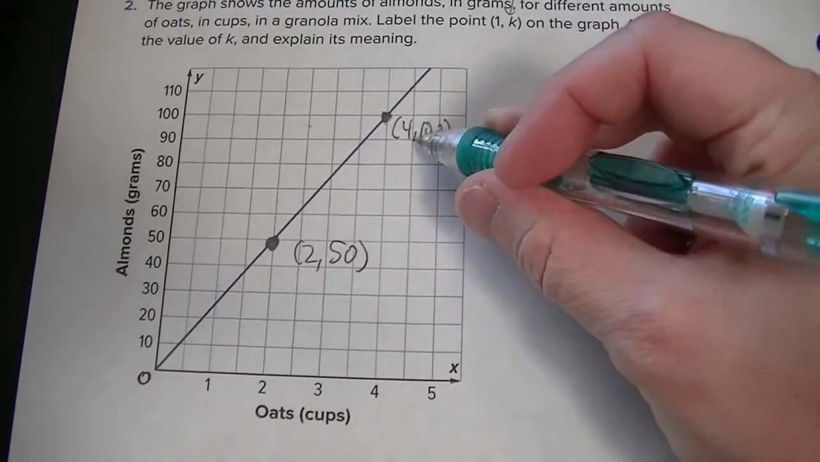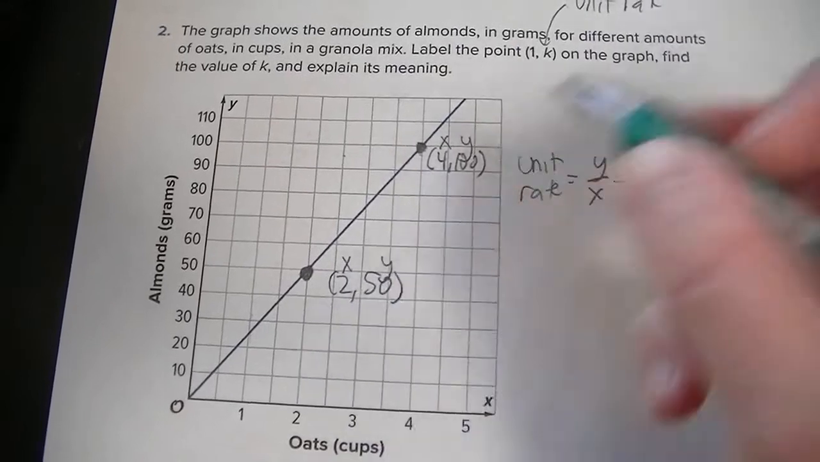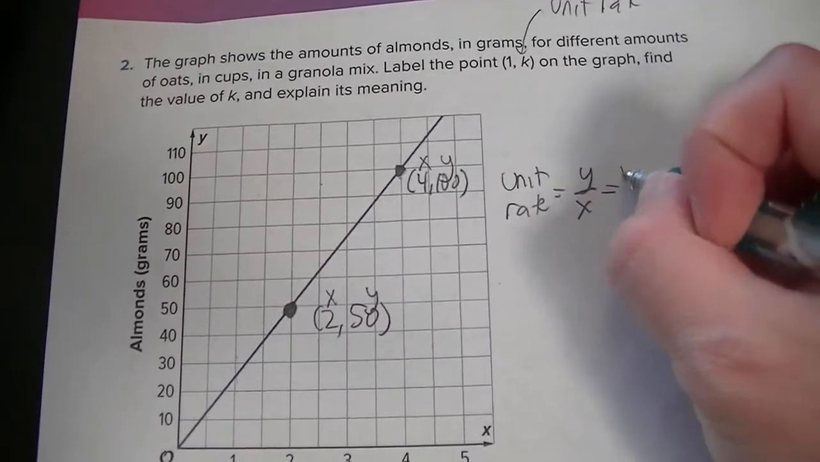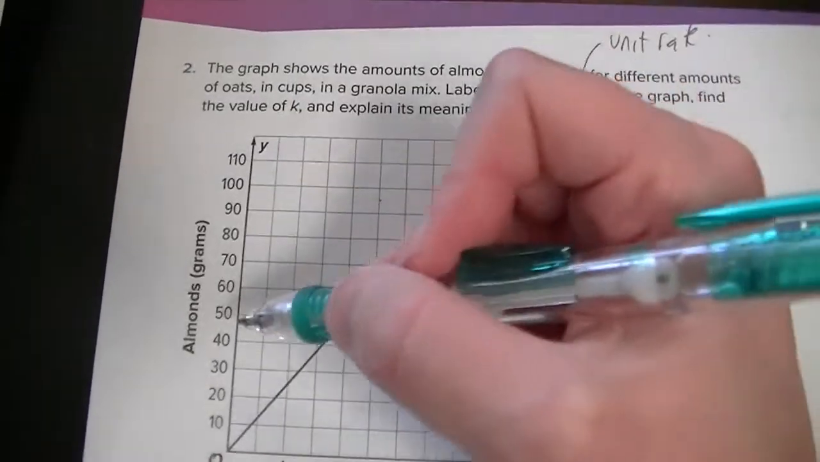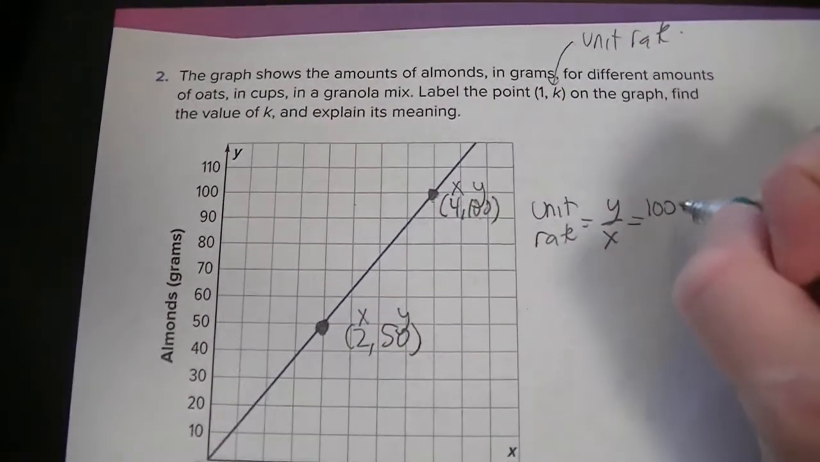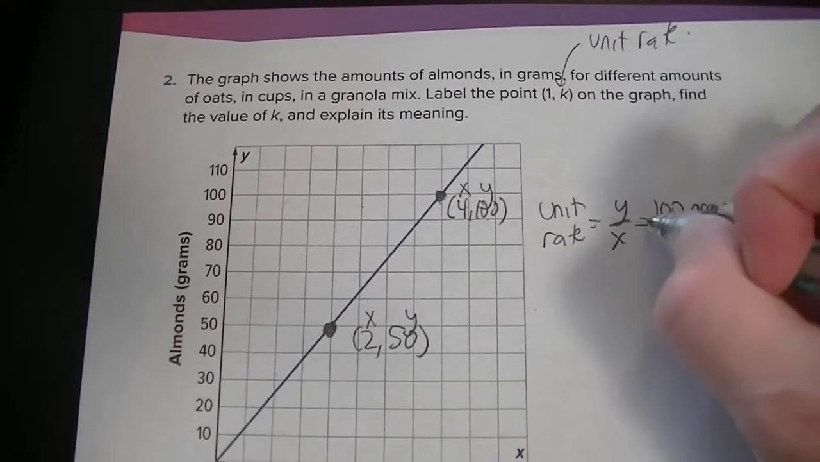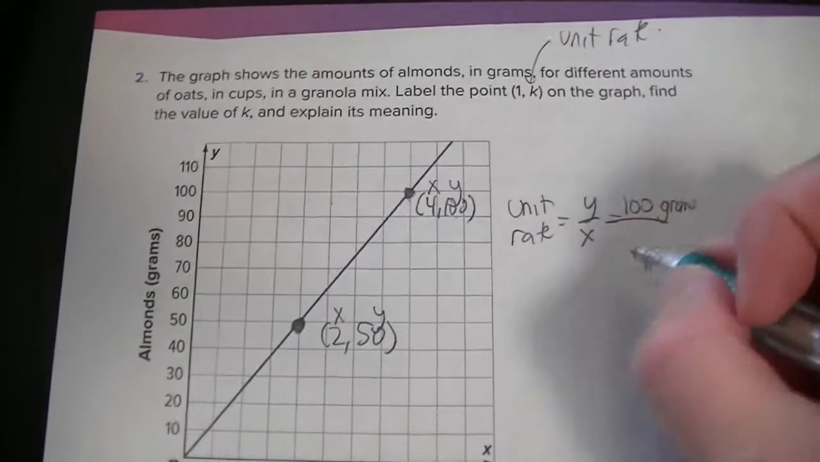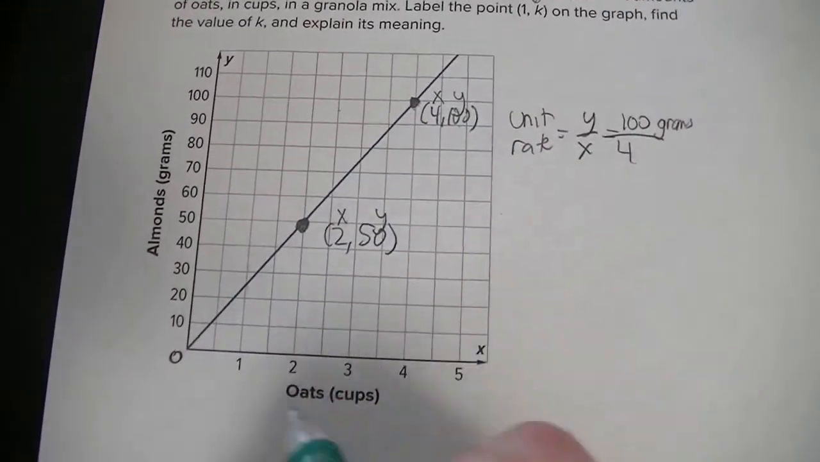So y is, okay, let me label it because it helps. If you use this one, label it too, it's helpful. Okay, y is 100. And label it y 100. The y-axis is almond grams. So I'm just going to put grams. And then x is 4. But what does the 4 represent in the context of the story? X is 4. Look at the x-axis. Cups of oats.